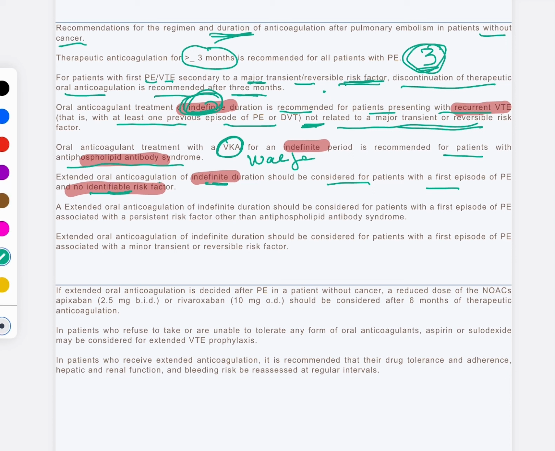Extended oral anticoagulation of indefinite duration should be considered for patients with a first episode of PE associated with a persistent risk factor other than APLA. Extended oral anticoagulation of indefinite duration should be considered for patients with a first episode of PE associated with a minor transient or reversible risk factor. Even if it's minor, you have to continue it for an indefinite period of time.